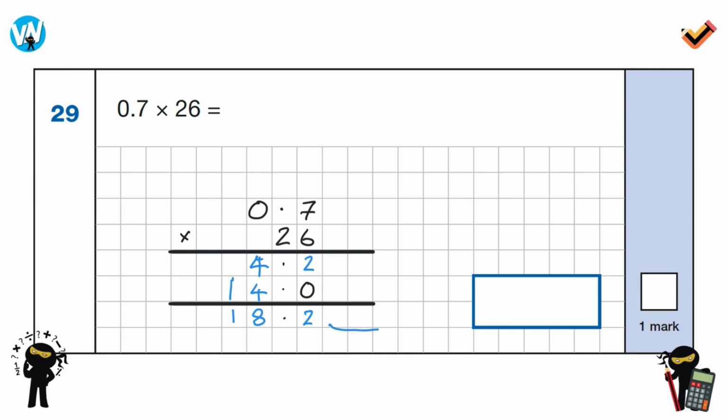So again, the final thing that we need to do is make sure that we transfer the answer into the box and make it really clear, 18.2. So again, that would be very straightforward, and we've probably got that mark quite quickly.